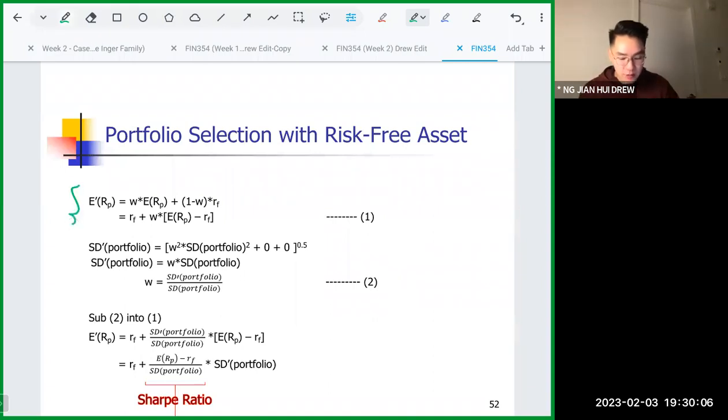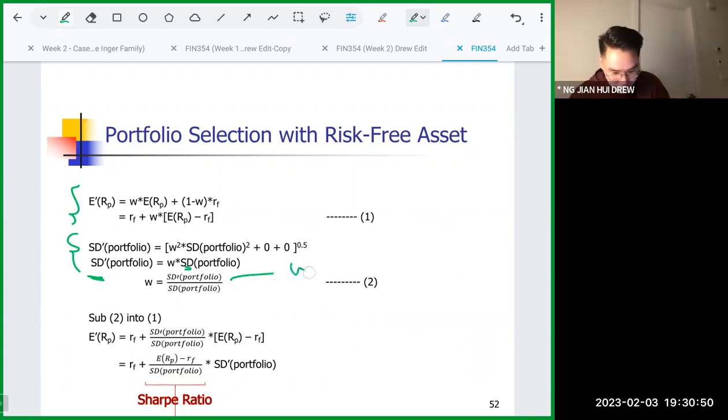So we have this equation from the last slide, and then we have this one, right? From the last slide as well. We know that the SD apostrophe, this SD apostrophe means the portfolio with the risk-free asset, equals the weight times the standard deviation of the portfolio without the risk-free asset. So this is the original portfolio, all right? So now we want to equate it to W. So W becomes the standard deviation of the portfolio with the risk-free asset divided by the standard deviation of the portfolio without the risk-free asset, okay?